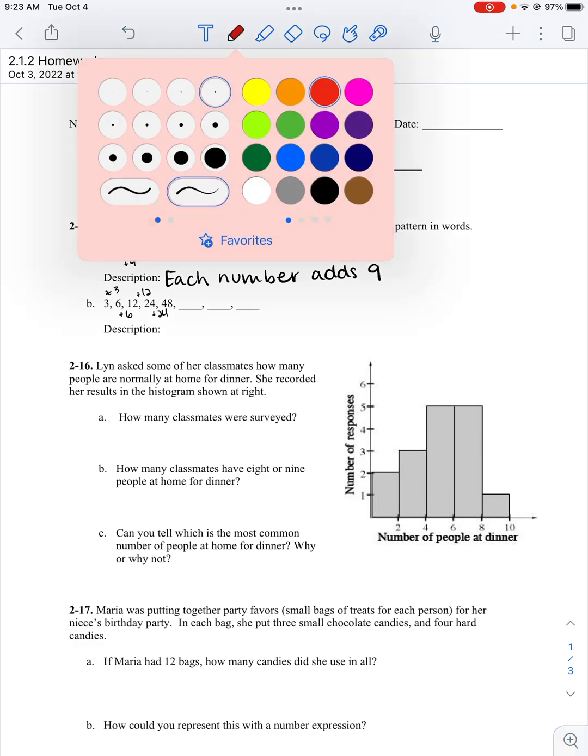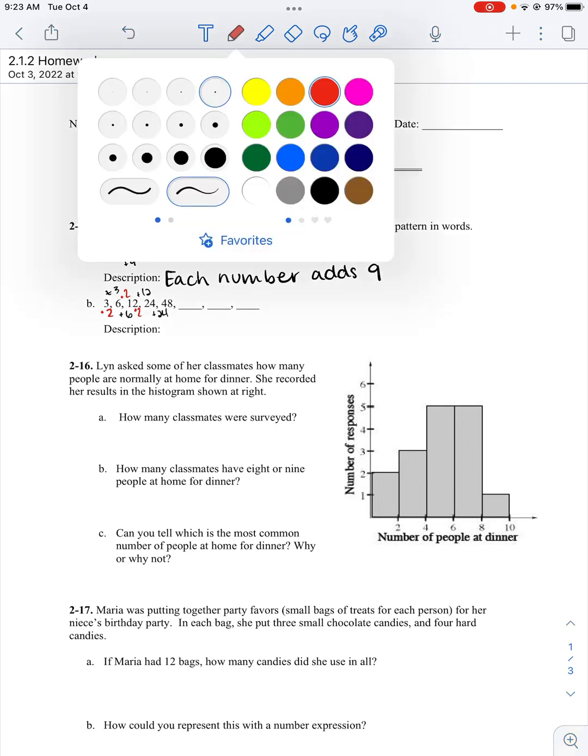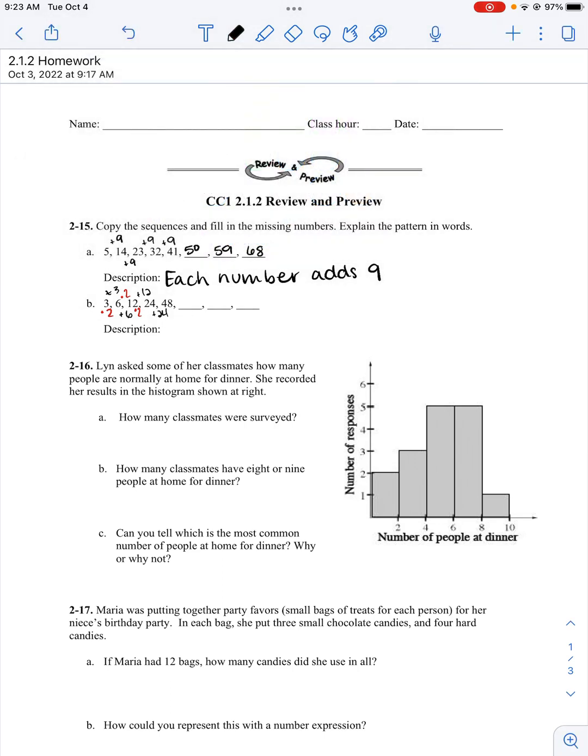But, okay, so 3 plus 3, 6 plus 6, I always add the last digit to it. Or I could rephrase it and say, well, it's 3 times 2, 6 times 2, 12 times 2. Okay, so then I'm multiplying by 2 each time. So 48 times 2 is 96. 96 times 2 is 192. 192 times 2 is 384.